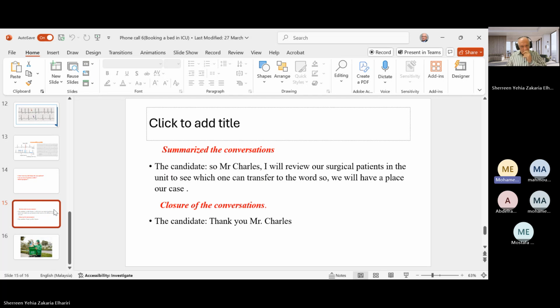Yes, I will review our surgical patient and you need to see which one can transfer to the ward. So we will have a place for our case. Okay, so at the end you summarize. Of course I have this patient with perforated viscus, and although this is a minor operation, this patient has comorbidity in the form of obstructive airway disease and renal failure on dialysis.